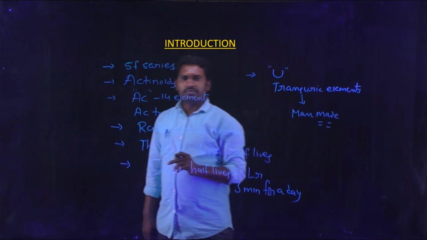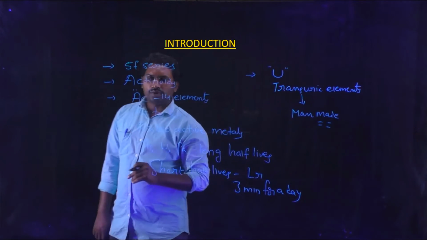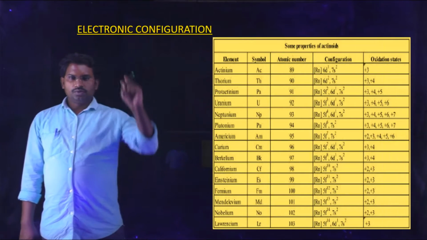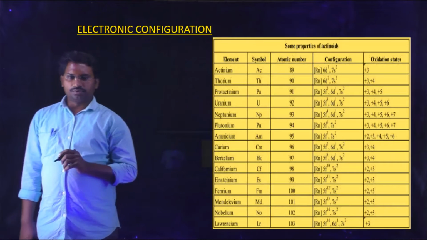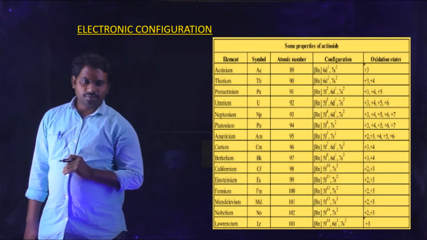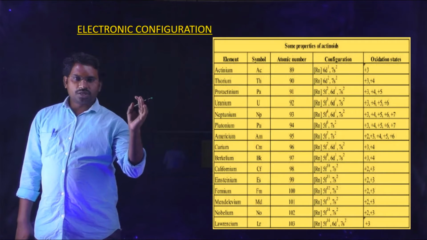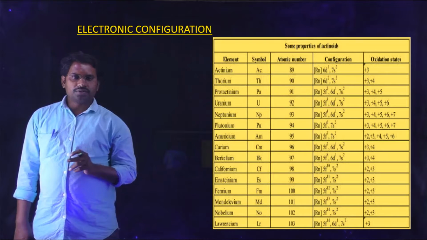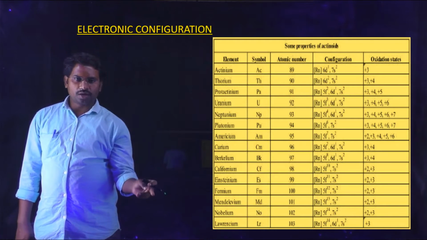So this is a brief introduction to the 5f series elements, the actinoids. Now, the general electronic configuration of actinoids. Let us look at the table. In the table, there are 15 elements in the 5f series, the first element being actinium and the final one lawrencium.